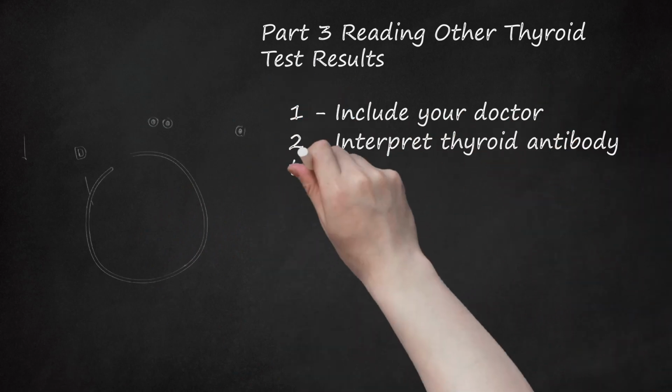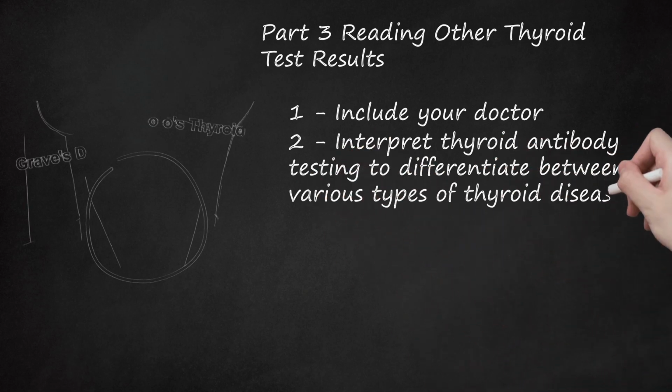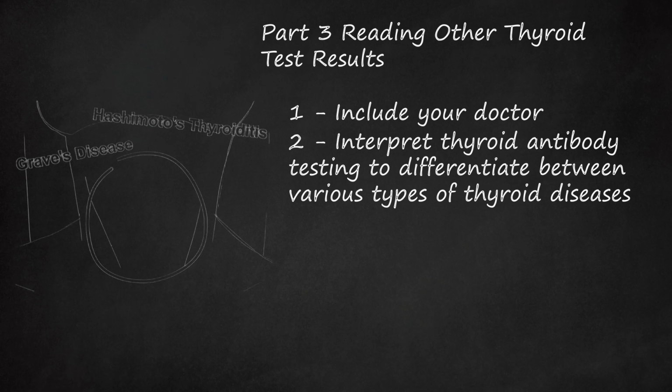2. Interpret thyroid antibody testing to differentiate between various types of thyroid diseases. If you have been diagnosed with a thyroid disorder, your doctor will likely order a series of other thyroid investigations in order to more thoroughly investigate and confirm your diagnosis. Antibody testing is commonly performed, and may lead to important clues as to what is going on with your thyroid. Thyroid antibody testing can help to differentiate between types of thyroiditis and also autoimmune conditions of the thyroid.